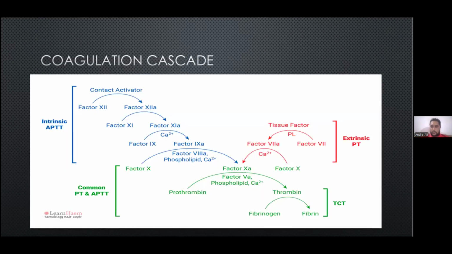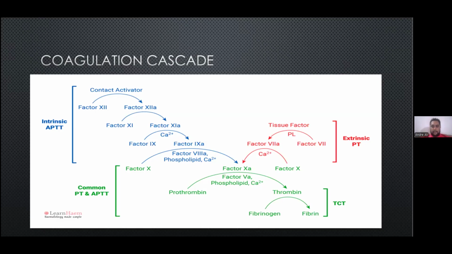This picture is just to remind us of the coagulation cascade. It depicts the intrinsic pathway, which is in blue, the extrinsic pathway, which is in red, and the common pathway, which is in green. Now, the activated partial thromboplastin time is a reflection of the intrinsic pathway. Isolated prolongations of the PTT should prompt consideration of factors 8, 9, 11, or 12 deficiency.